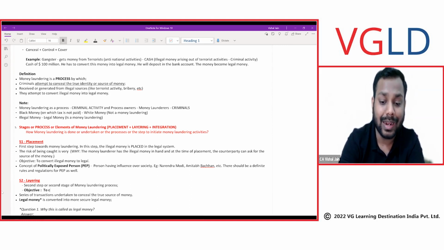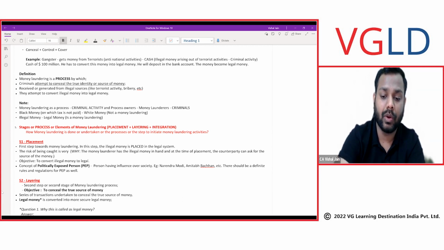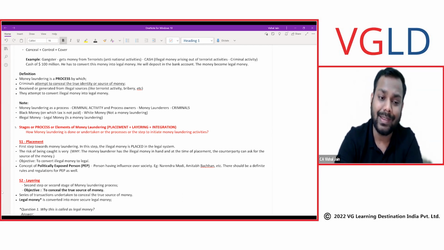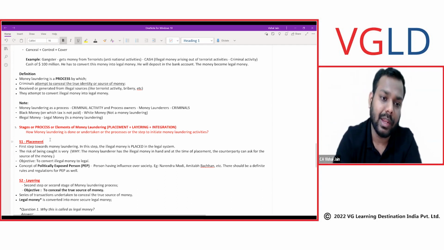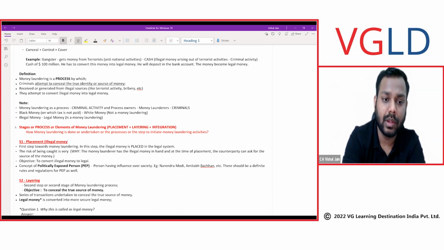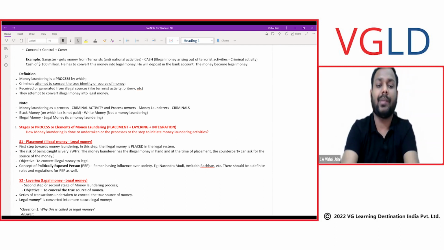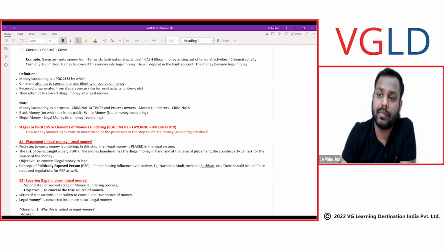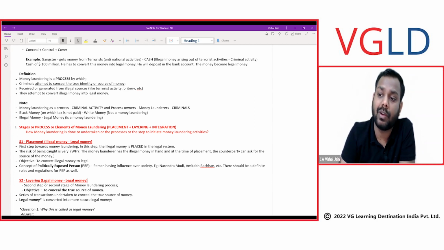The objective is to conceal the true source of money. Okay. Now, you might say that I am converting illegal money to legal money. No, because, see, I'll write here, in placement, you are converting illegal money to legal money. Understand? But in layering, you are converting legal money to legal money. Do you accept this fact? In layering, you are converting legal money to legal money, not illegal money to legal money. Please confirm, guys, all of you.